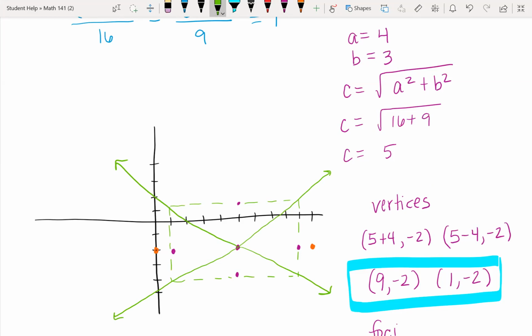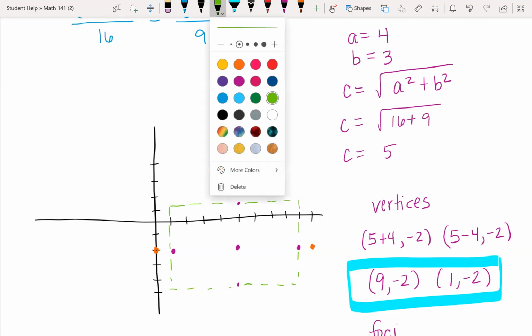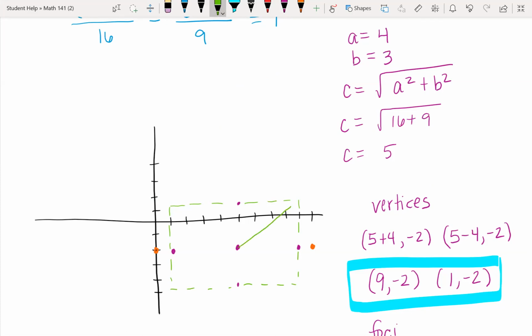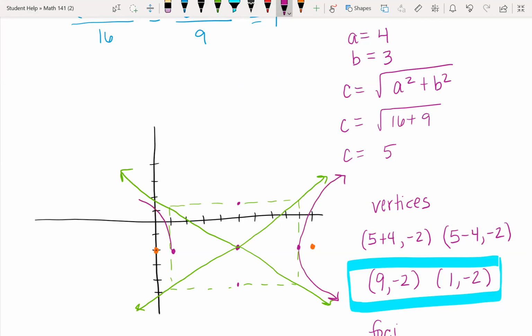Oops, that is not right. I didn't go down far enough, did I? 1, 2. This needs to be down more. Let me move this down. Counting is hard. There we go. It looked weird. I know my drawing's not the best, but that definitely was off. Okay, that's better. There we go. And then our hyperbola is going to be like this and like this.